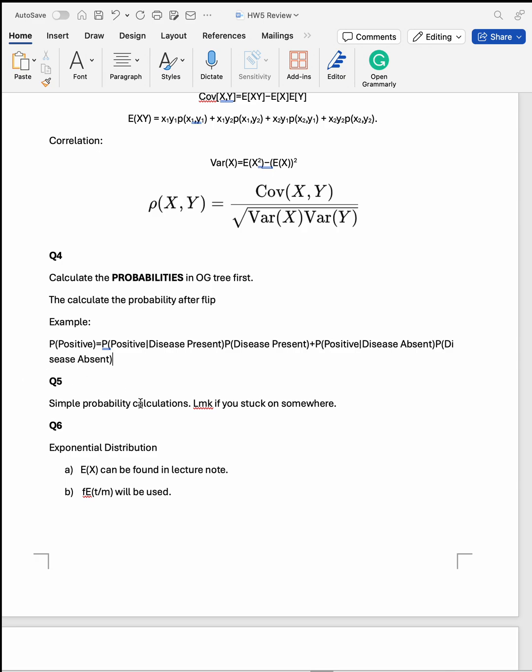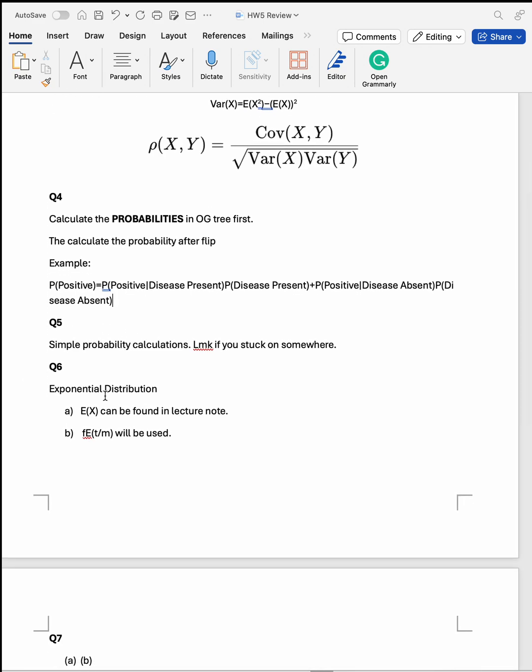Alright, let's move to number 5. Number 5 is also a simple probability calculation. I think you can figure it out. Just let me know if you're stuck somewhere, because it's pretty easy. I think you can finish this question in about 10 minutes.